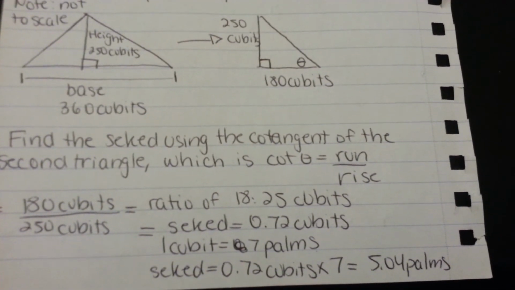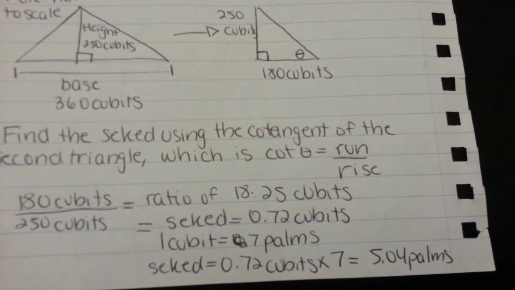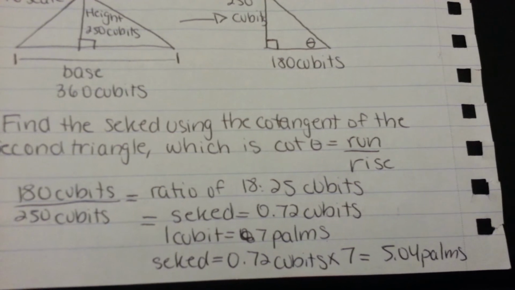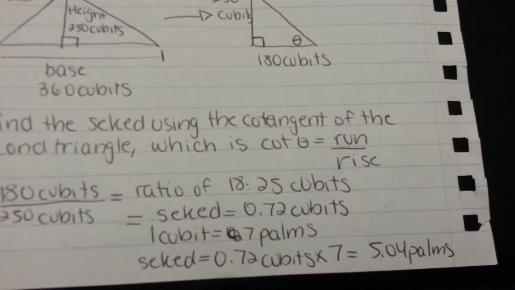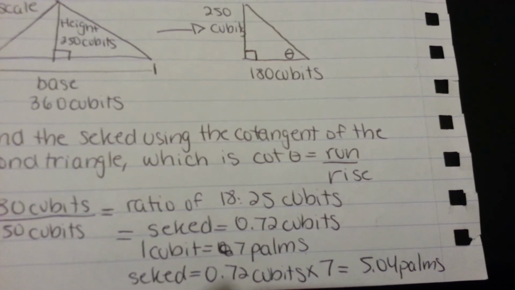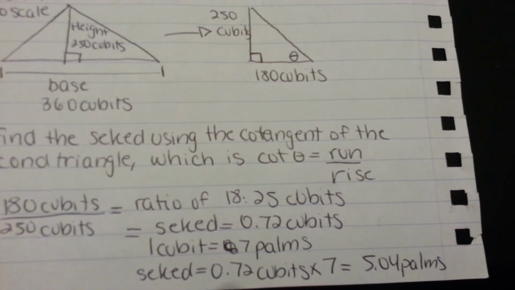But remember that the Egyptians did not express their secant in cubits, but instead in palms. So therefore you have the secant is equal to 0.72 cubits times 7 palms to equal 5.04 palms. And this is how the Egyptians would calculate their secant, which is how they would make sure that their pyramids were structurally stable.